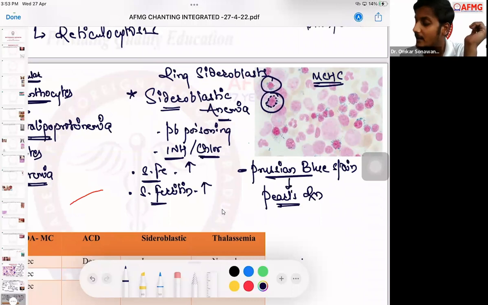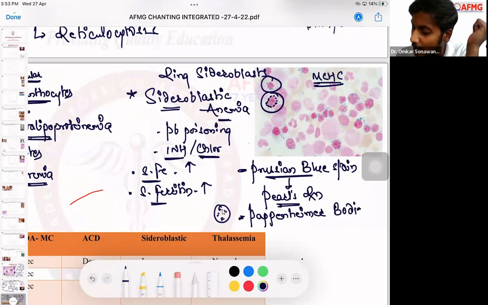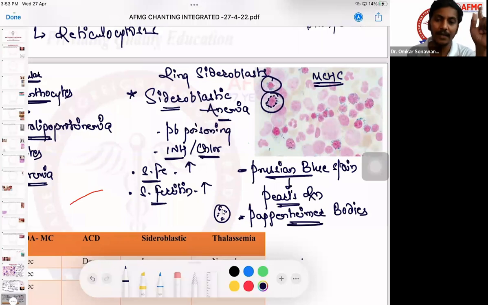Important. On Prussian blue stain, when the iron deposits are stained blue, RBCs having iron deposits all over are called Pappenheimer bodies. So please remember two important pictures on peripheral blood smear: first is the ring sideroblast and second is Pappenheimer bodies. Both of these are features of sideroblastic anemia in a patient.